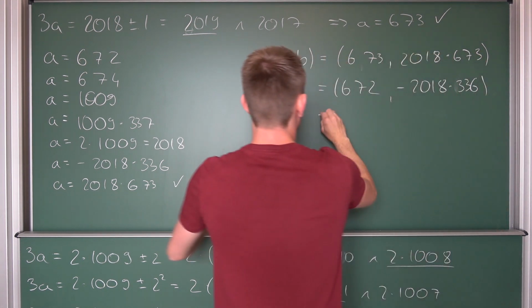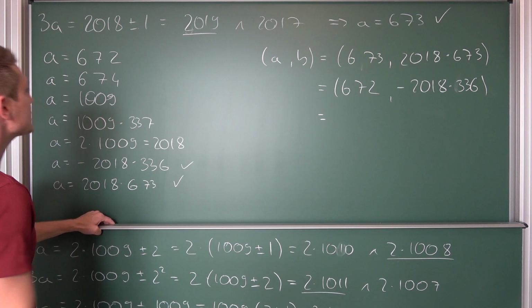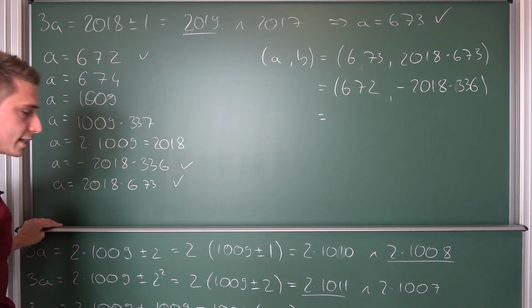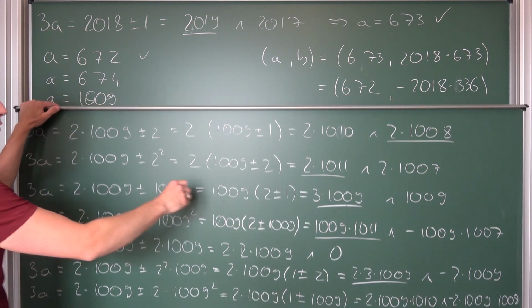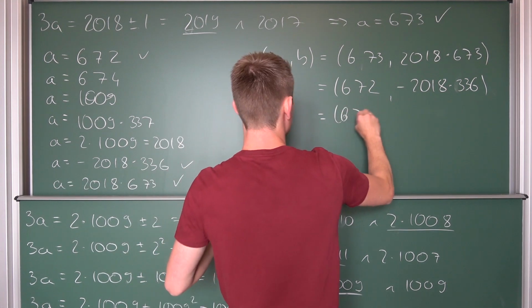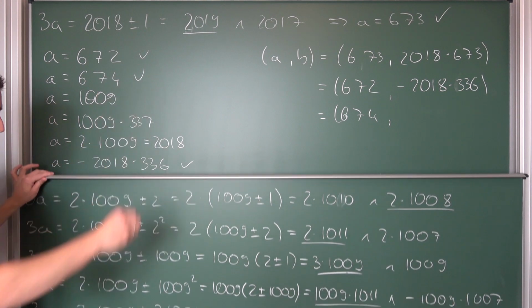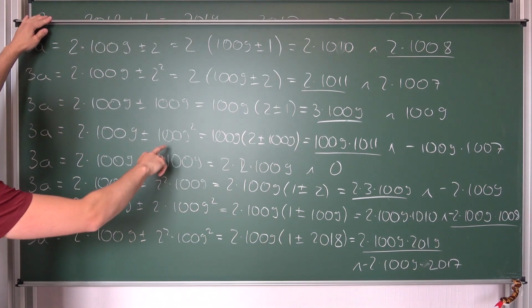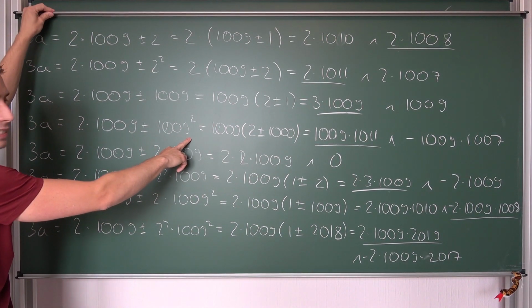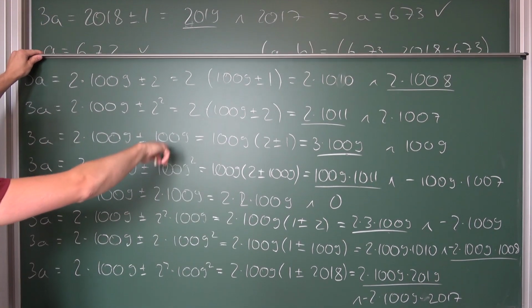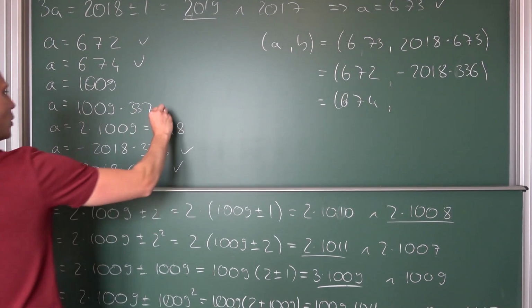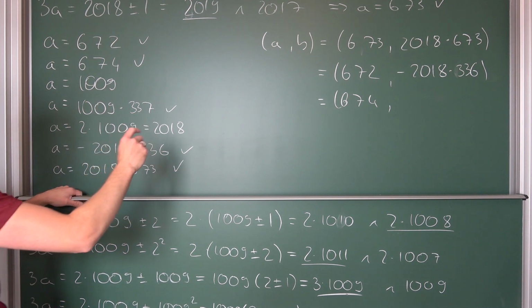336. Okay, next pair. So we are done with this and we are done with this. Now we have 674. This was the one corresponding to 2 squared. So 674, and this is corresponding to, now we have 2 squared, so we need 1009 squared as the other factor. So meaning this is this one. 1009 times 337.